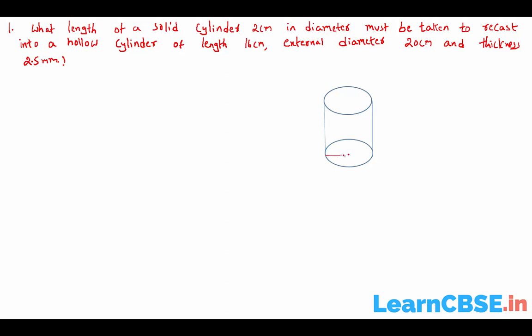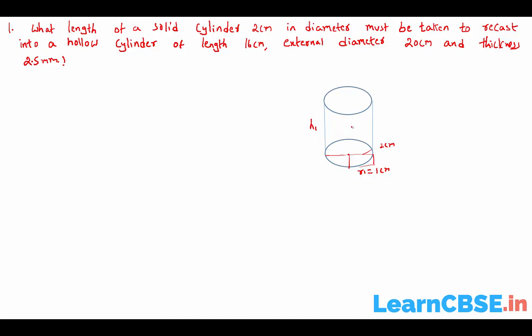With diameter 2 centimeters, that means radius r1 equals 1 centimeter. Now we have to find the length, that means the height of this cylinder. Let r1 be the radius of the given cylinder, h1 will be the height.